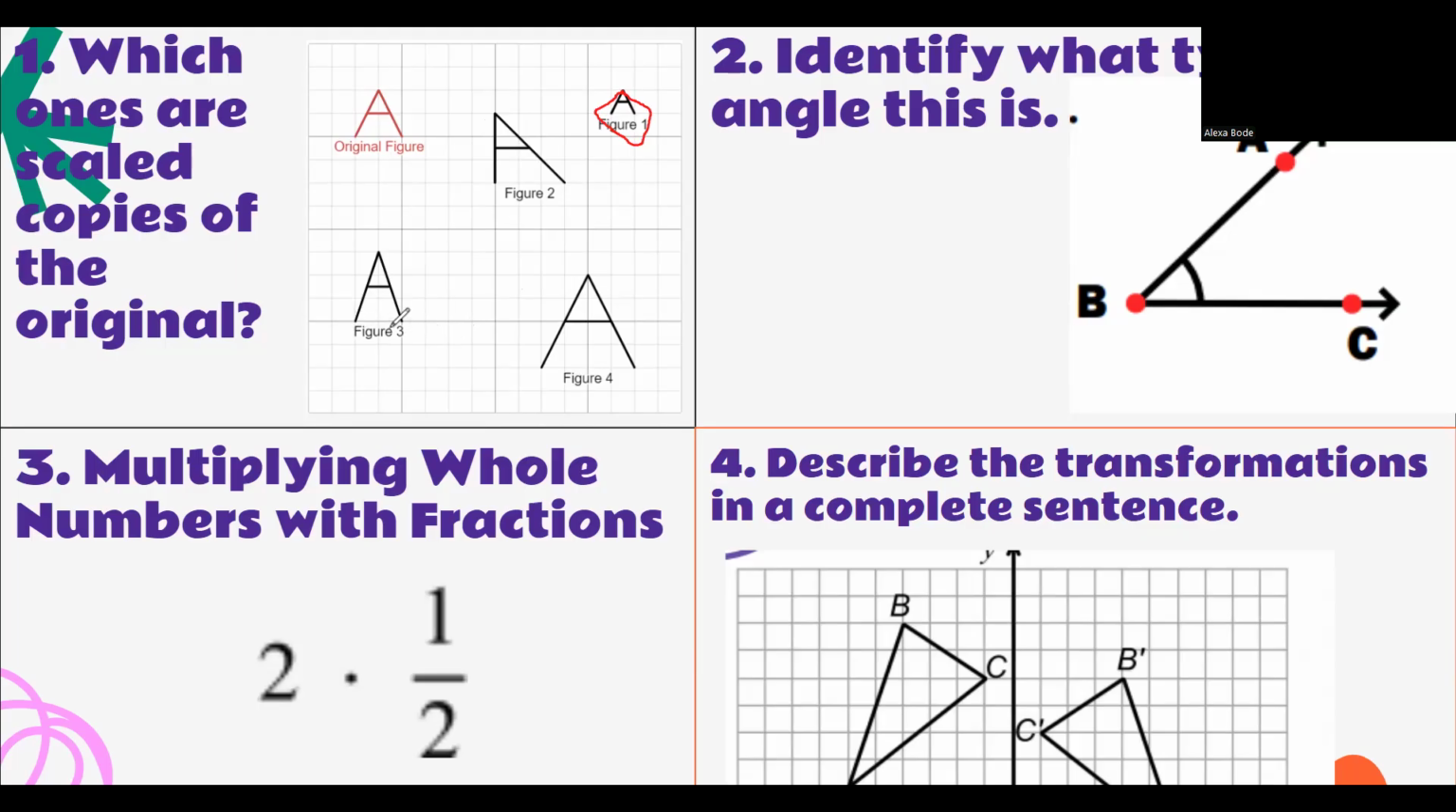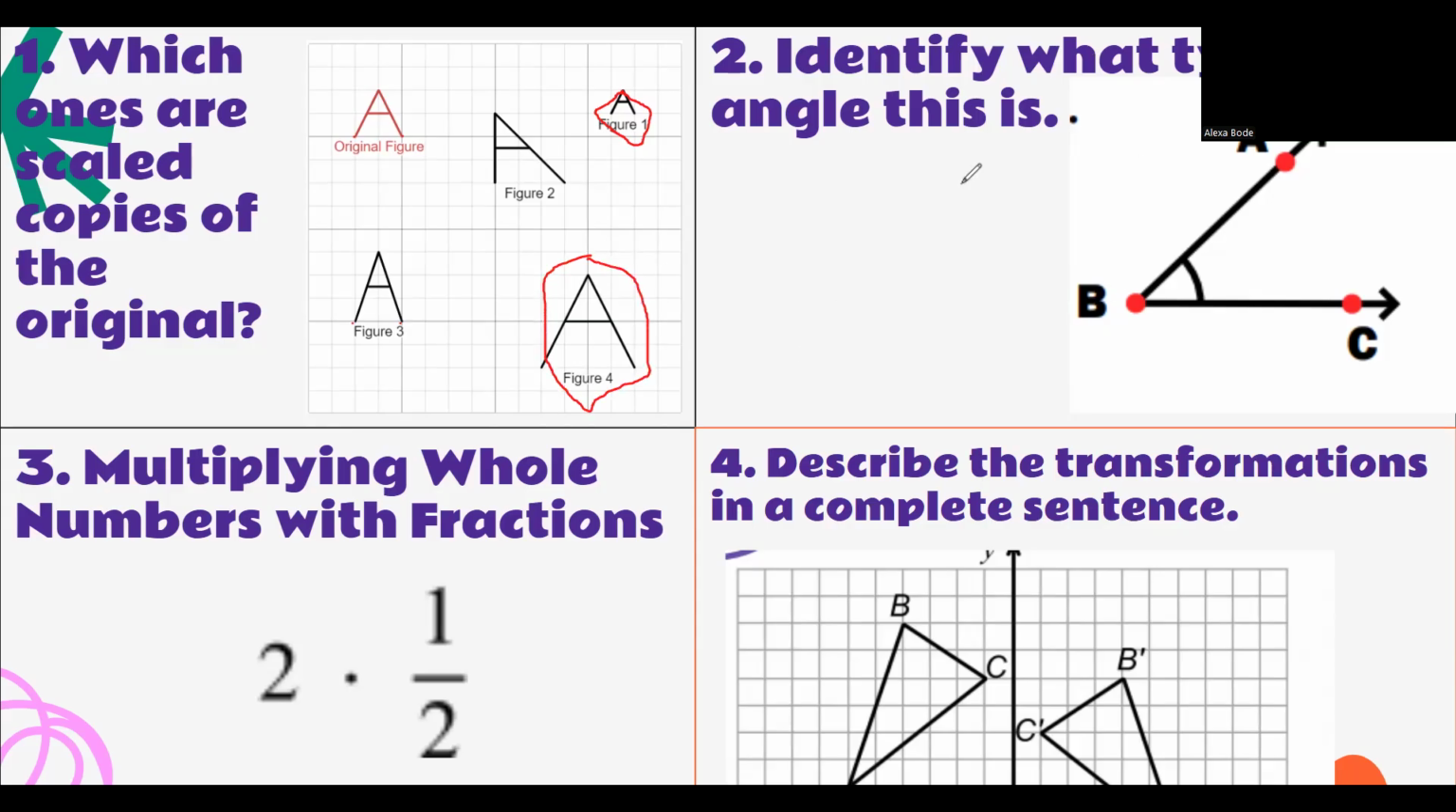Figure three almost looks like a scaled copy, but if I'm paying attention to the dimensions of the sides, from this point to this point, it's 2 square units. From this point to this point on figure three is also 2 square units. While the height got larger, the base stayed the same, so it is not a scaled copy. And lastly, with 4, the width got larger, the height got larger by the same amount, and our angle stayed the same, so figure 4 is a scaled copy.